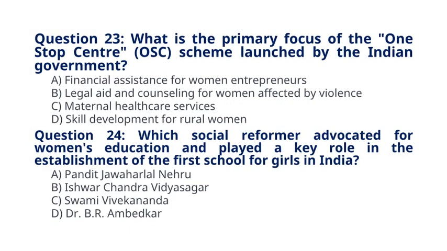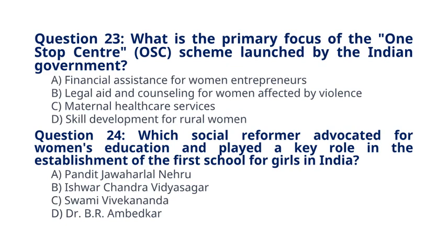Question 23. What is the primary focus of the One Stop Center (OSC) scheme launched by the Indian government? A. Financial assistance for women entrepreneurs. B. Legal aid and counseling for women affected by violence. C. Maternal health care services. D. Skill development for rural women. The correct answer for question 23 is option B. Legal aid and counseling for women affected by violence.